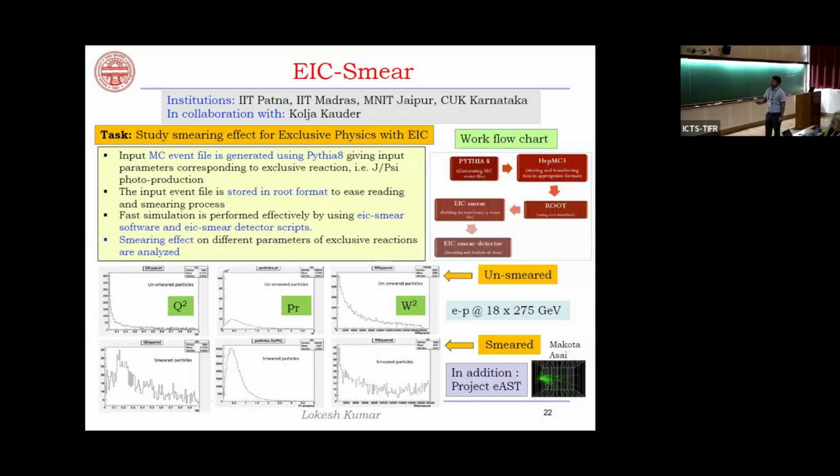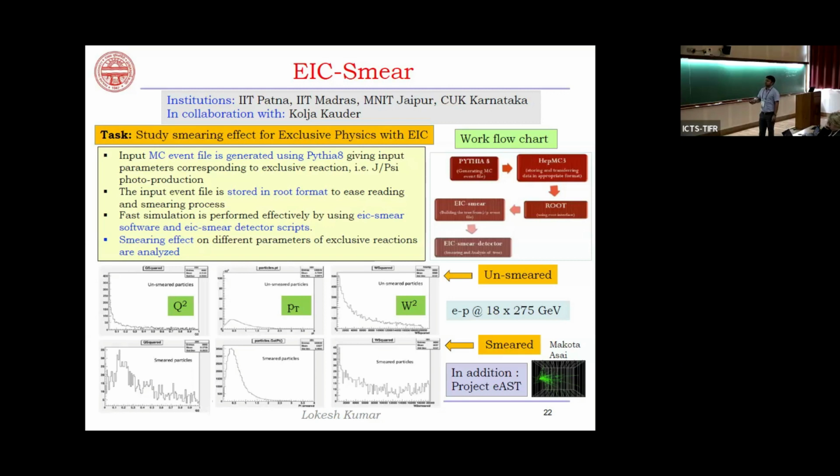This represents a workflow chart for their simulation. Basically, they generate the input MC event file for a given process, and then this is stored in a ROOT format, and from there you apply a fast simulation with the EIC smear software and EIC smear detector scripts, and then the smearing effect is observed or analyzed.